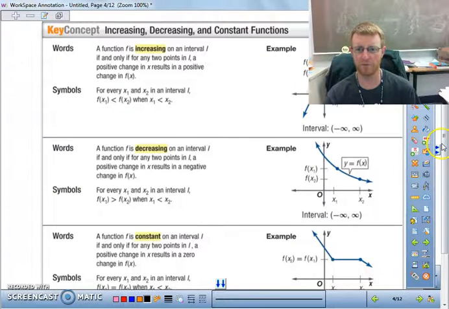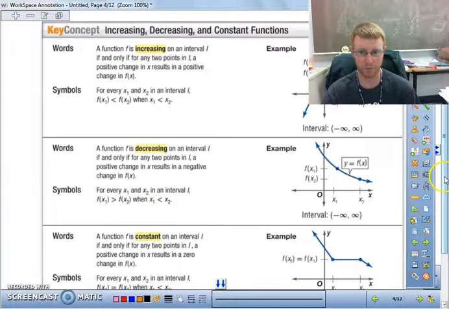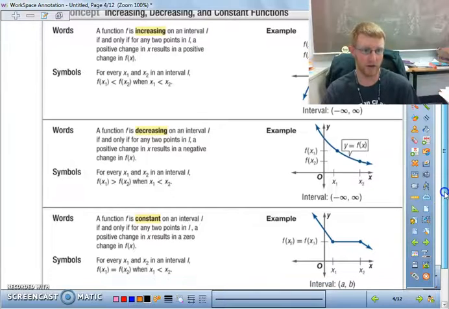So we've got a few different things to look at on your paper here, and this is a lot of definition stuff, but we'll just go through this very, very quickly. So a function's increasing on an interval if and only if for 2 points a positive change. Basically, it's only increasing if the slope is positive between 2 points. Okay, it's decreasing if the slope is negative between 2 points, and it's constant if the slope is 0 between 2 points. That's basically the layman's terms of putting it, but this is actually words and symbols.